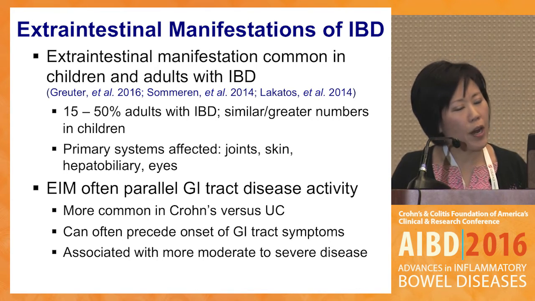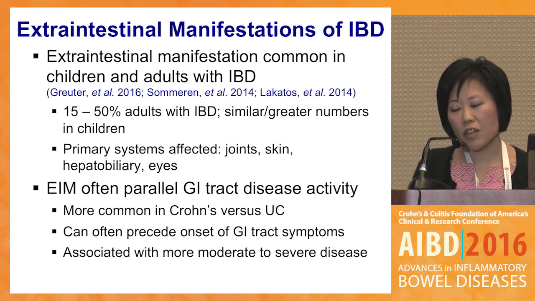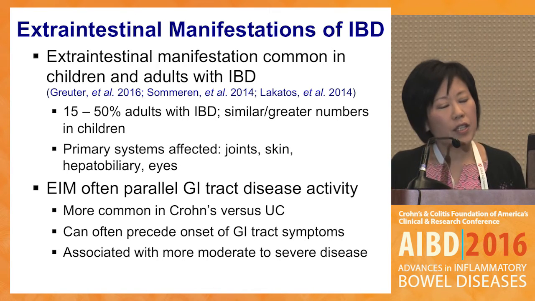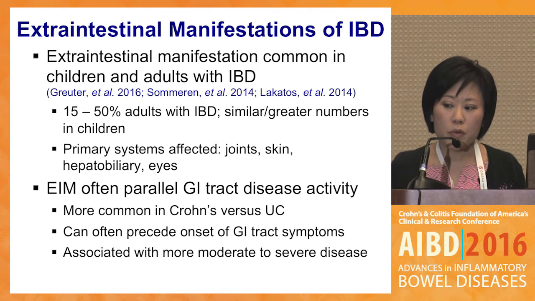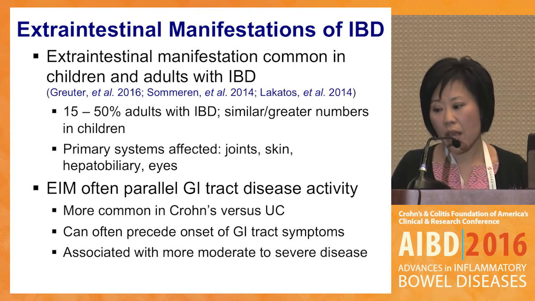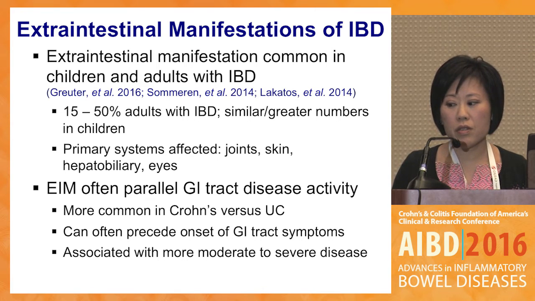EIMs, we know, can often parallel the GI tract inflammation or disease activity. It's more common in Crohn's versus UC, although you see it in both. It can often precede onset of GI tract symptoms and is often associated with more moderate to severe disease.